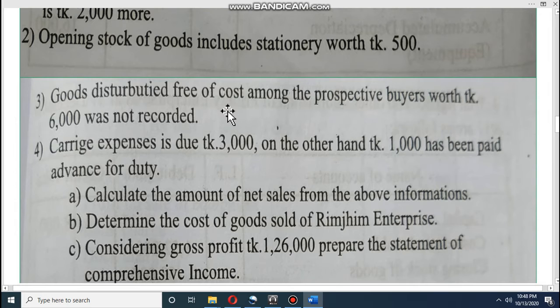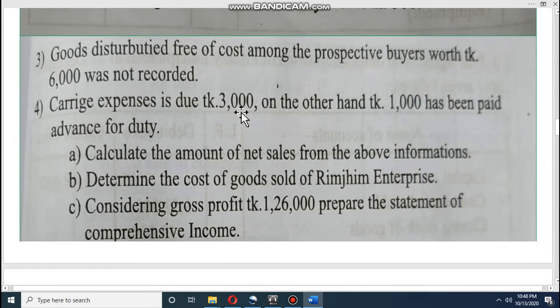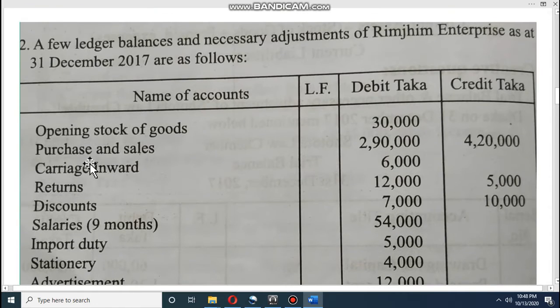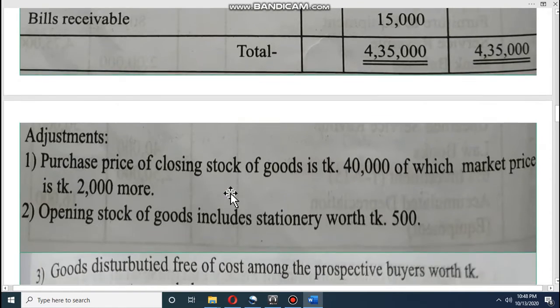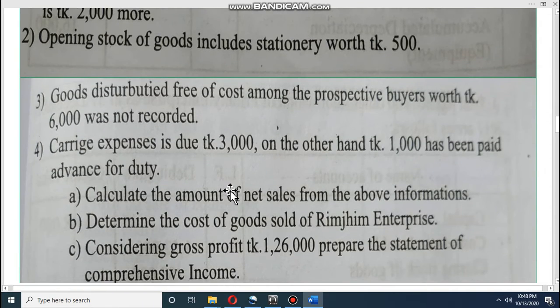Now goods distribution free of cost, you know that this adjustment also will be adjusted with purchase. Goods distribution for free of cost, that means our purchase goods will decrease. So we have to subtract this 6,000 from the purchase. Then look at carriage is due. That means carriage is a direct expense, carriage inward 6,000. If any expense is due, if you know the formula, if any expense is due, we have to add it. So 3,000 will be added with carriage.